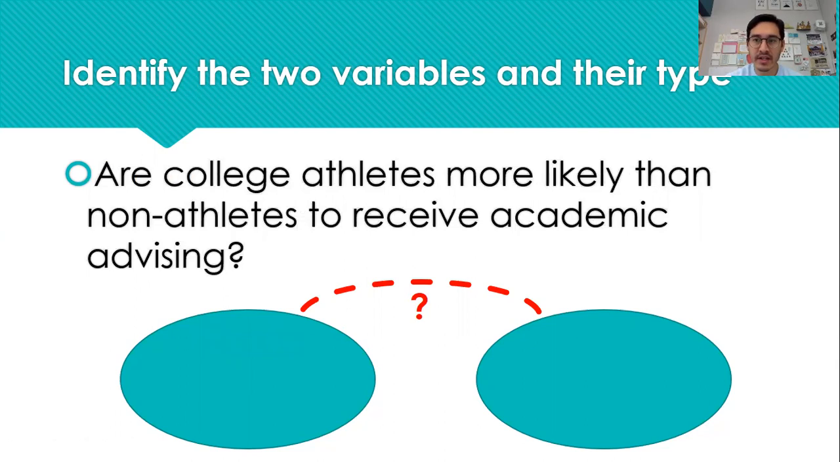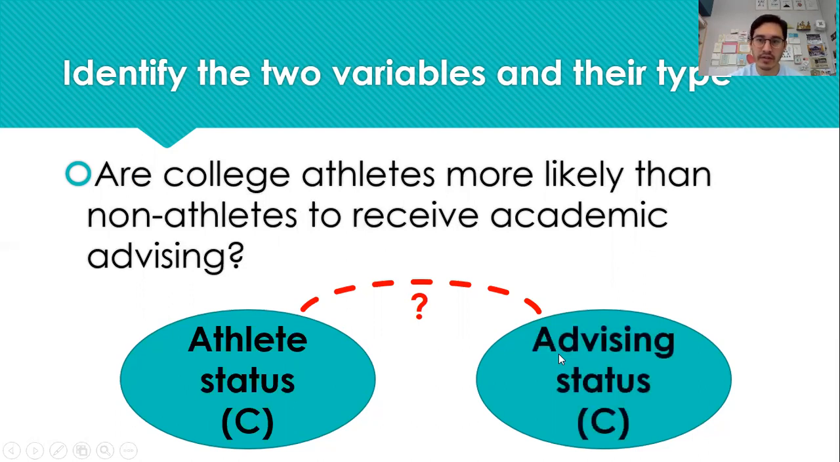And then in this last question, are college athletes more likely than non-athletes to receive academic advising? So our first variable is athlete status, and that's categorical. You're an athlete or a non-athlete, okay, yes or no. And then the second variable is advising status, right? You receive it or you don't receive it, another yes, no, categorical.